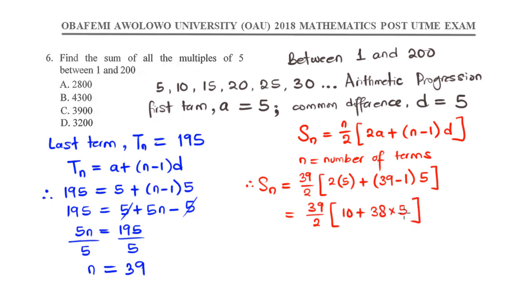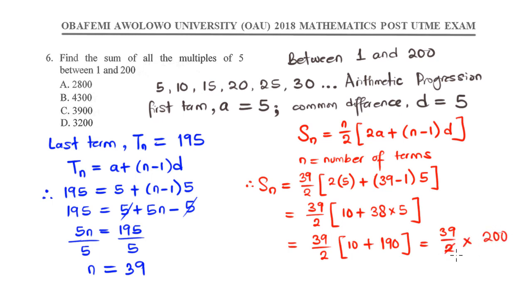Now 38 multiplied by 5: 38 over 2 is 19, 19 times 10 is 190. So we have 10 plus 190. 38 times 5 is 190. So we have this as 10 plus 190. So that will be 39 over 2 multiplied by 200.